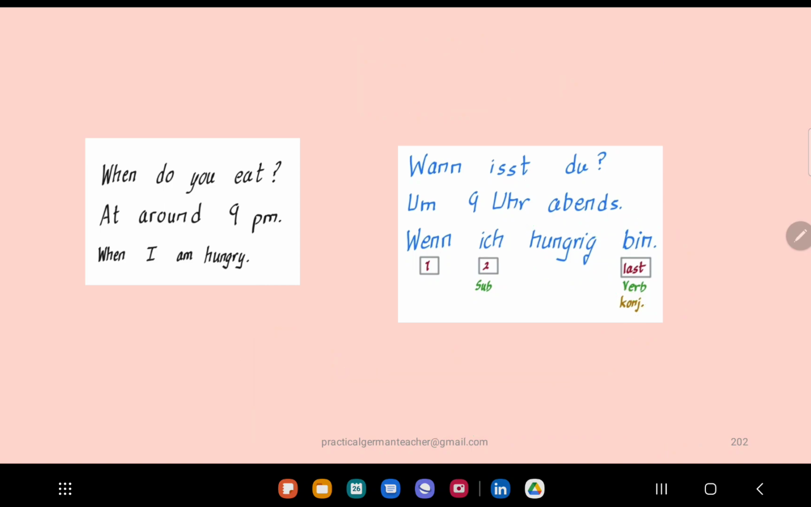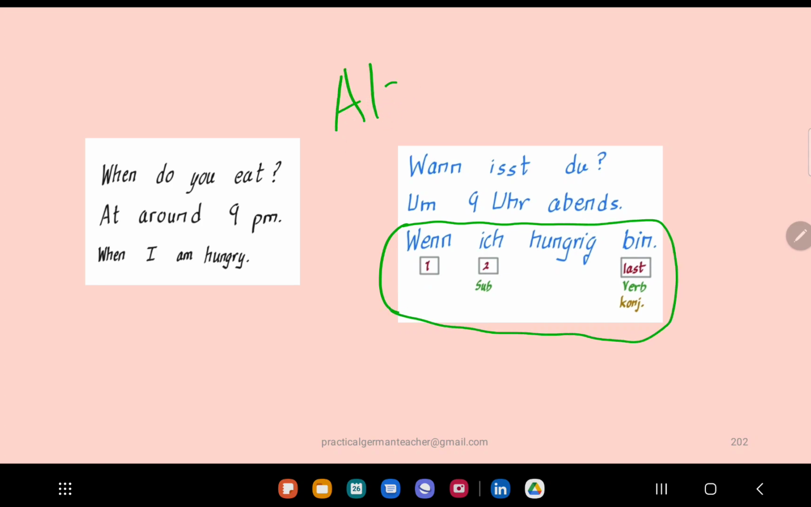All right, so let's start. So you know this context, right? Wenn. But then later we will also see there is this conjunction that is als.